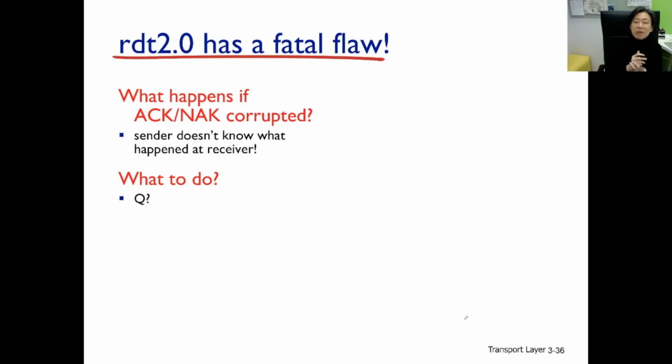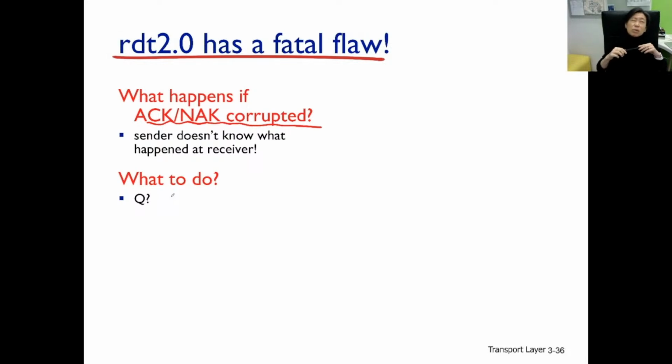But RDT 2.0 has a fatal flaw. Yeah. If data can be corrupted, therefore a receiver needs to send ACK and NACK to provide feedback to the sender. The ACK and NACK coming from the receiver to the sender, those packets can also be corrupted. So what if that feedback packet is corrupted? Then sender will not know whether it's really an ACK or a NACK. So should the sender retransmit, or should the sender say, okay, I'm just gonna wait for another call from above? Dilemma.